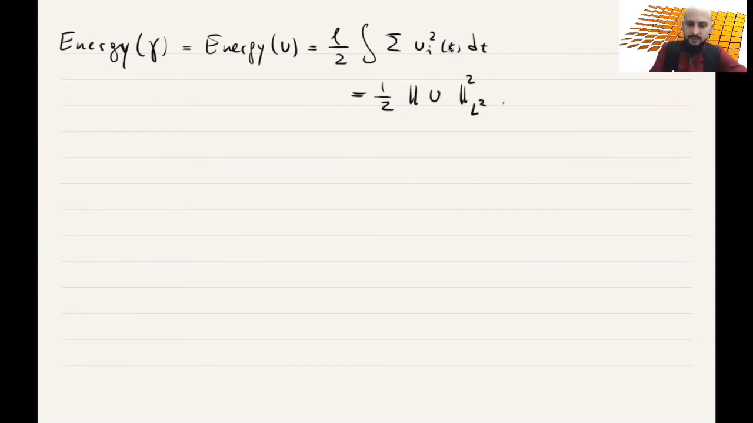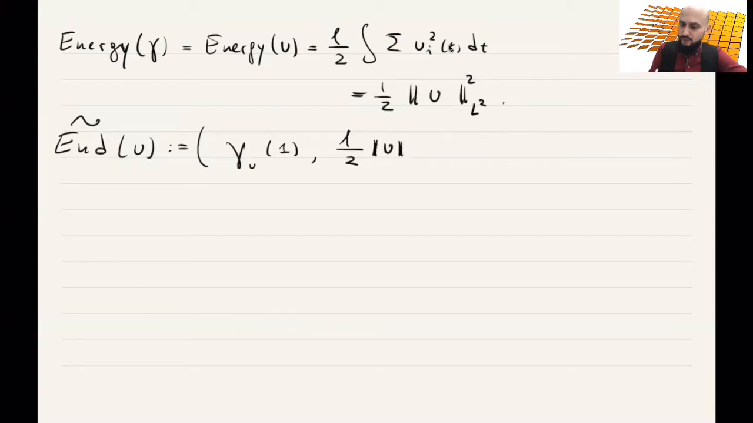Also last time we considered the extended endpoint map, which is a map from the space of controls valued in the group times R, where the first entry is the endpoint, and the second entry is 1/2 of the norm of u squared in L2, the energy. Last time we also calculated the differential of the endpoint map.